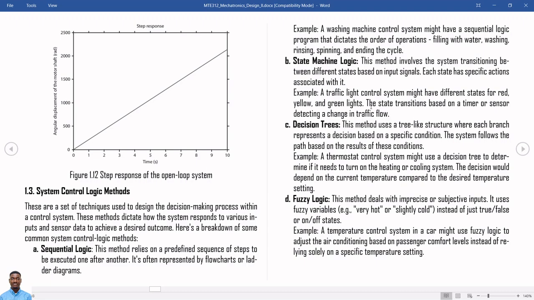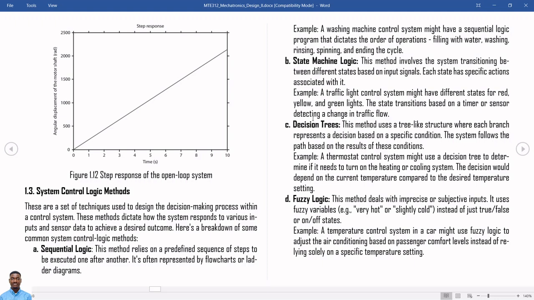For instance, the input to your traffic light might be a sensor that is sensing the change in traffic flow, or just a timer that specifies when the duration for red is over, the duration for yellow is over, then the duration of green is over, and in that sense.